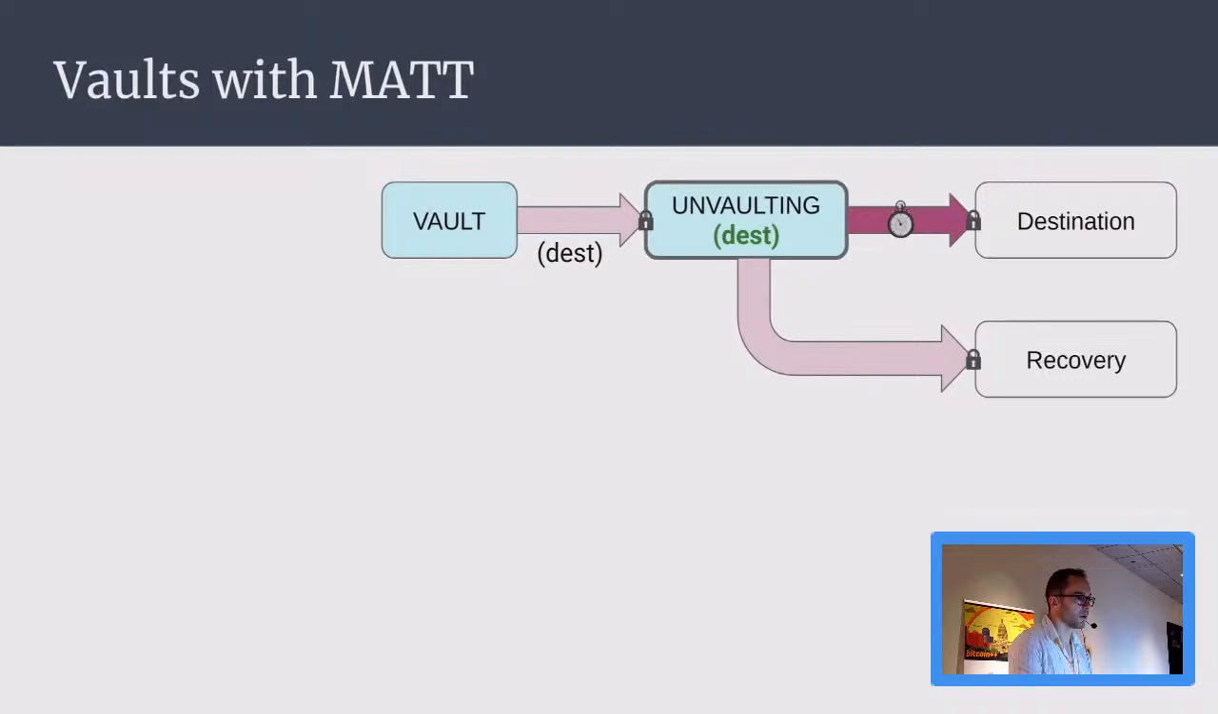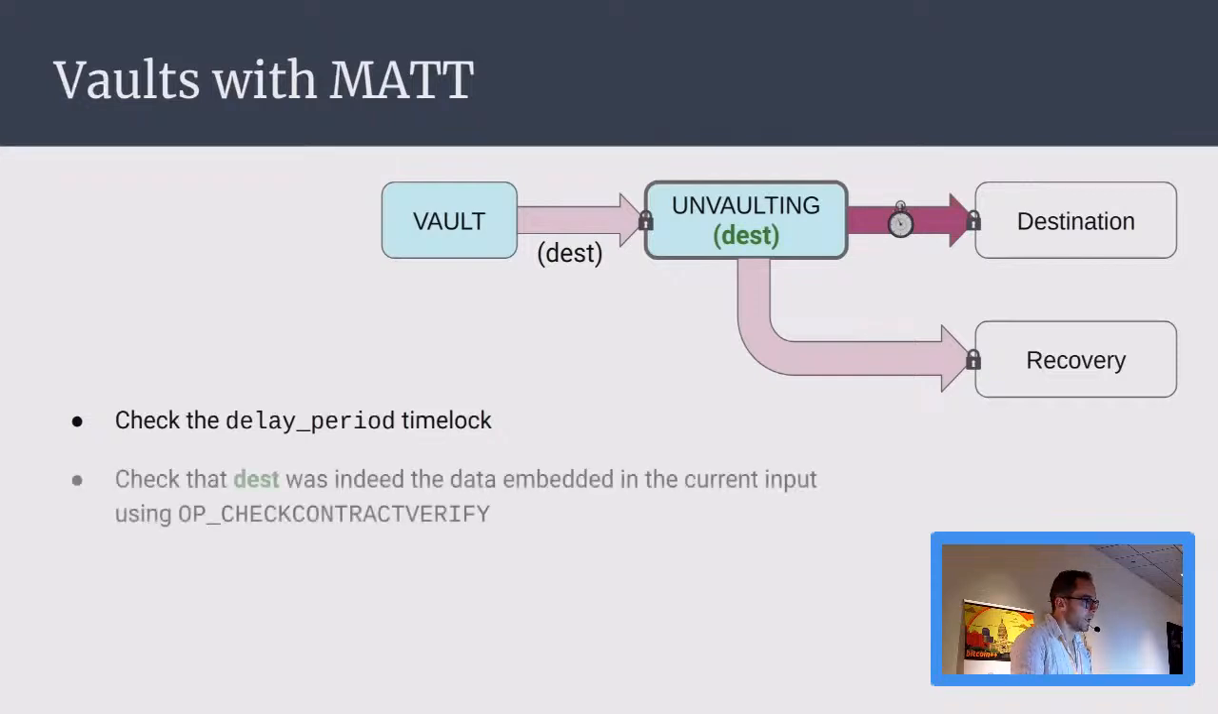Now, how does the unvaulting contract look? We have these two spending paths. The first spending path is that we want to go to the destination that we claimed before. We can check the time lock, depending on what time lock it is, with check lock time verify or check sequence verify. That's a standard time lock like we use in Miniscript or on Lightning. And the other thing that we want to check is that the destination needs to be exactly what was embedded in this data. And in the demo, I used that.